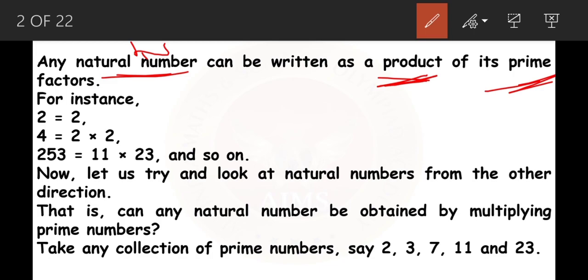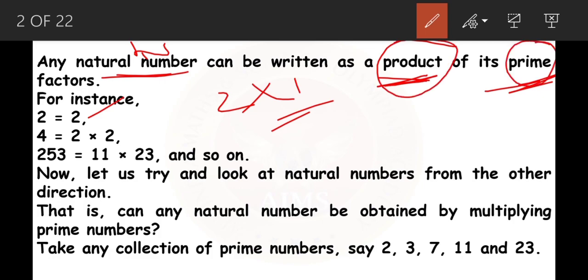We are aware of prime numbers and composite numbers. So we can write it as a product of prime factors. For instance, if we take 2, we could write it as 2 into 1, because 1 is neither prime nor composite. But here we are saying we write it as a product of prime factors, and 1 is not a prime number, so let's not consider this example. 2 simply can be written as 2. 4 we can write as 2 into 2.